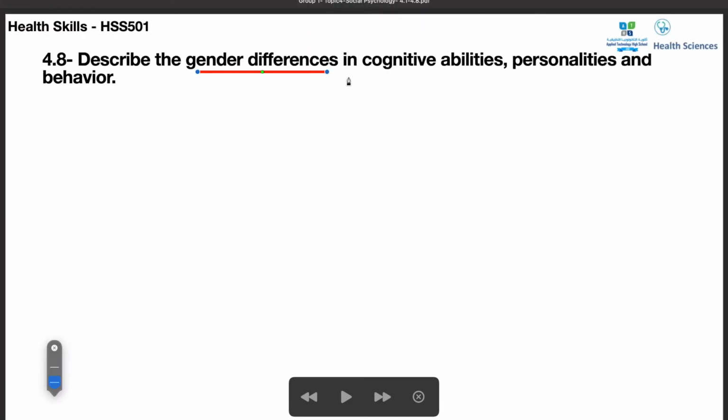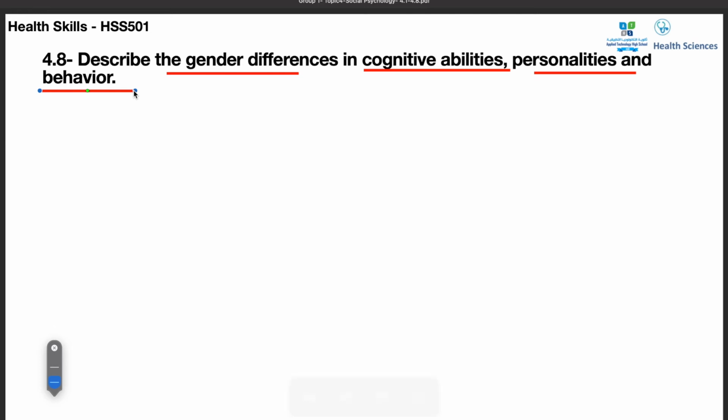Describe the gender differences. Gender means male and female, so you need to differentiate between the male and female psychology based on their cognitive abilities, like their brain, based on their personalities, and based on their behavior. You can make a Venn diagram, you can make a two-column table, two diagrams, whatever, one for male, one for female, and then go with it.